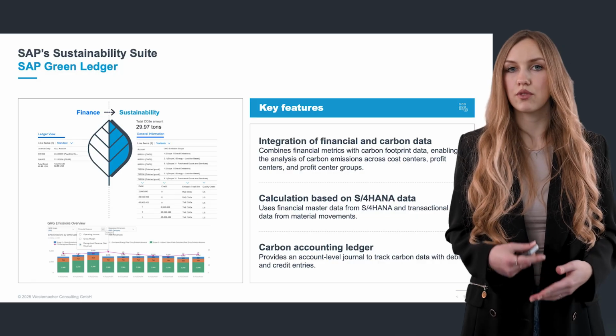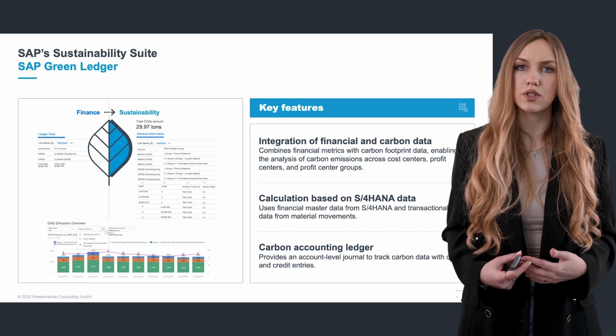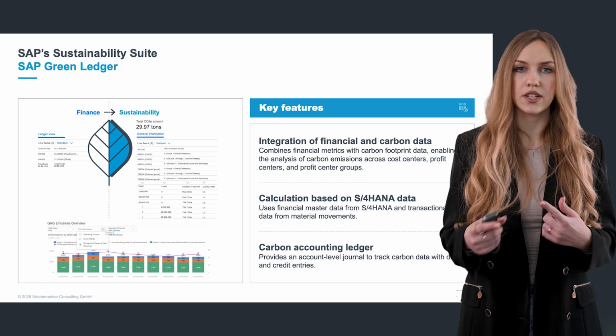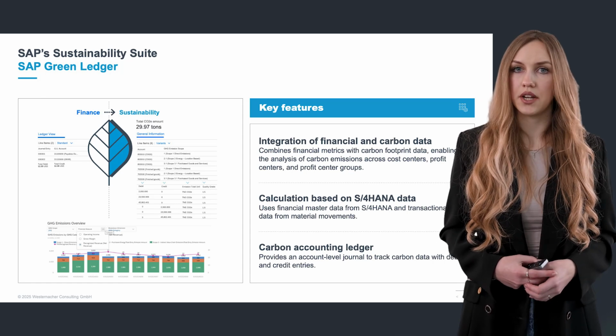For example, if we have for one profit center an increased revenue in one month, and then we want to see, okay, how does this affect our carbon footprint? And then we can directly compare it with each other. And of course, we need our S/4HANA data for this.